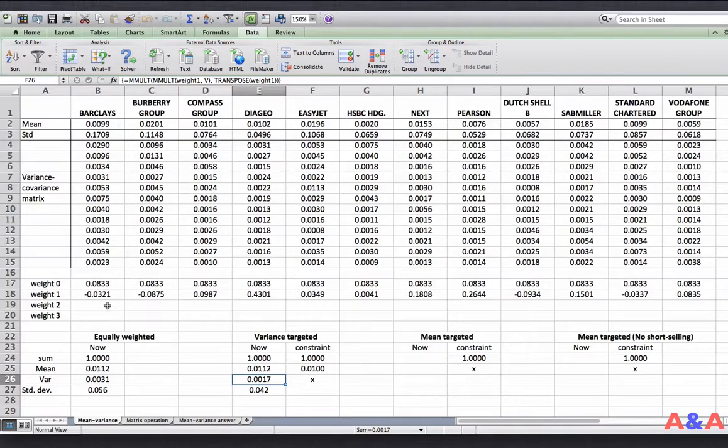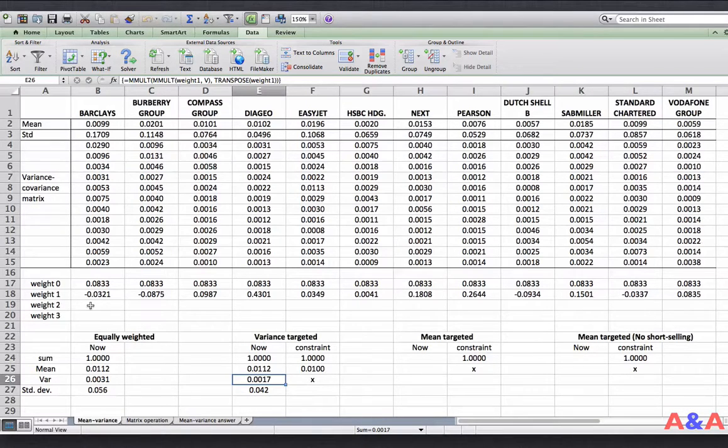So in this portfolio, Barclays, Burberry, Standard Chartered, Royal Dutch Shell, these stocks are short sold. And 43% of the money goes to Diageo, 18% of the money goes to Next, 26% of the money goes to Pearson, and that's it. And by doing so, the expected return of the portfolio is the same as the equally weighted portfolio, but the standard deviation of the portfolio return is now 4.2%, which is smaller than that of the equally weighted portfolio.